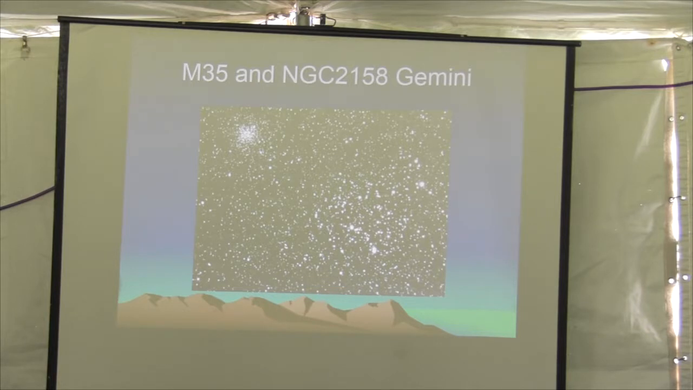And I said, wow, that looks like M35. And he's like, no, you're not looking at M35. You're looking at 2158. So in his 24-inch telescope, which is pretty big, this cluster actually appeared like this cluster down here. It was a wonderful, beautiful sight. It's readily and easily located in Gemini, down near the feet in the constellation.